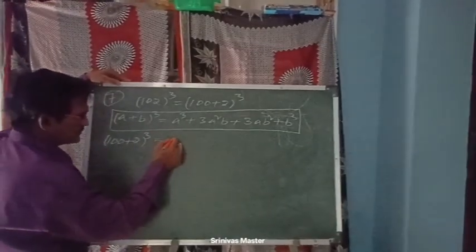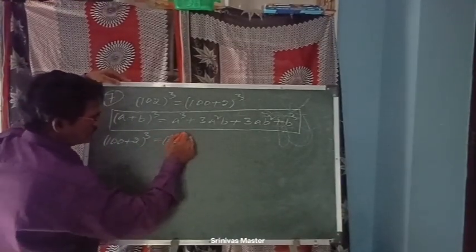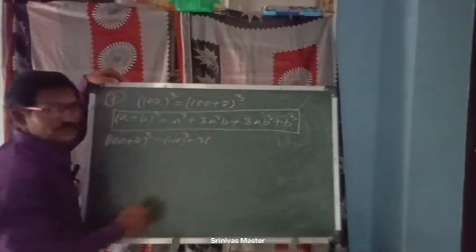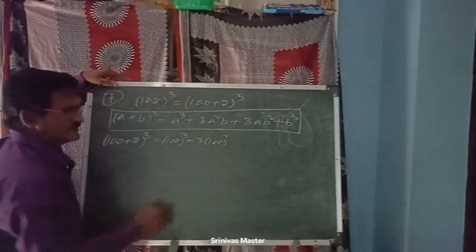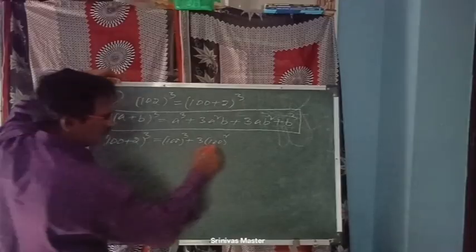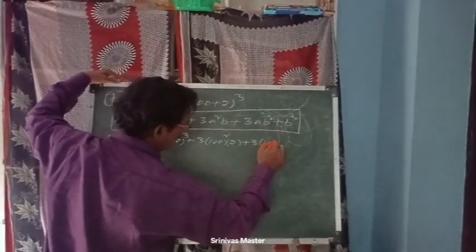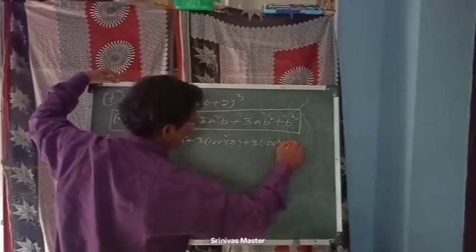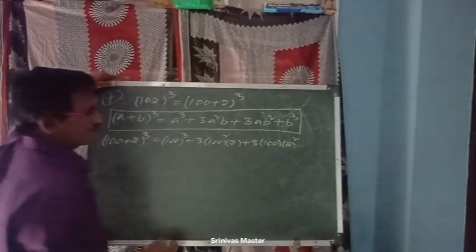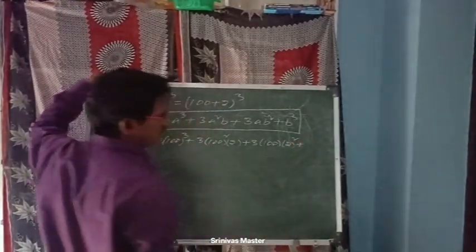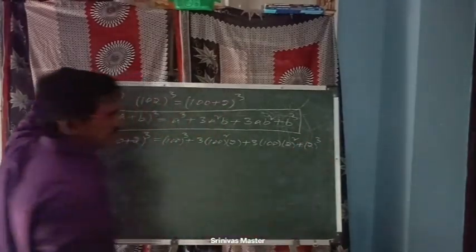Now a cube means how to write? 100 whole cube plus 3a square b. 3a square b means 3 into a square. a square means how much, children? 100. No? That means 100 whole square into b. What is b value here? 2. Into 2 plus 3ab square. 3 into a b is 100 into b square. b square means 2 whole square plus b cube. b cube means b value how much? 2. That means 2 whole cube.